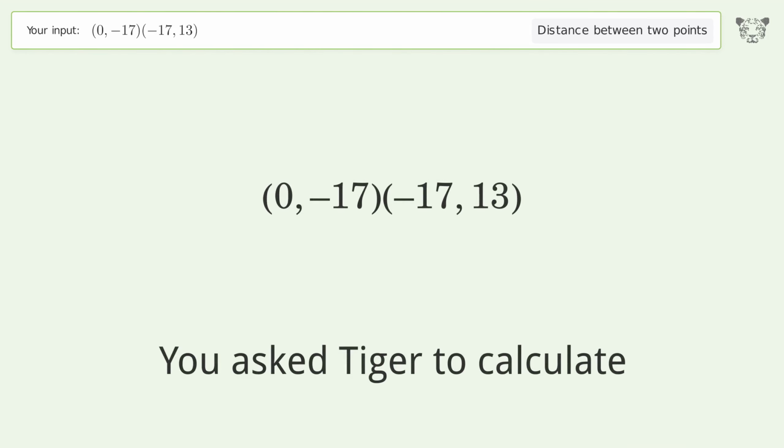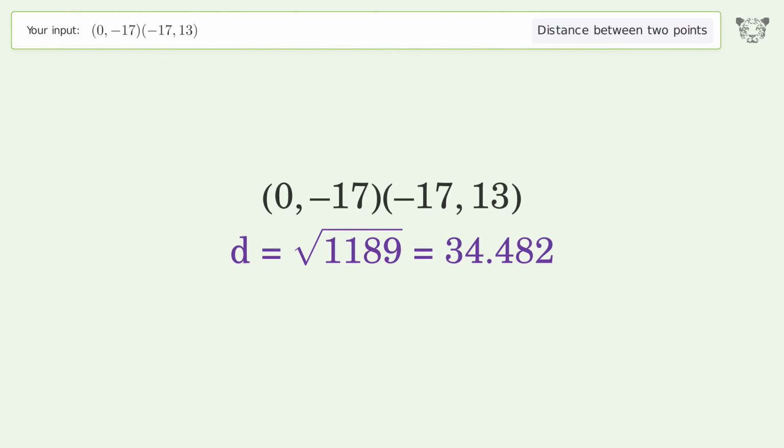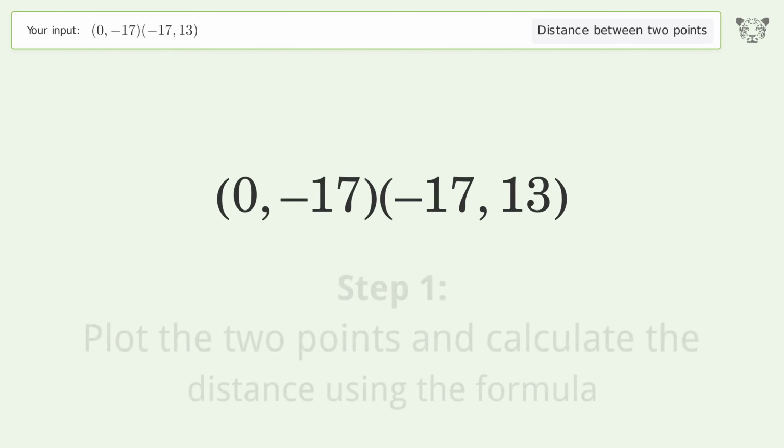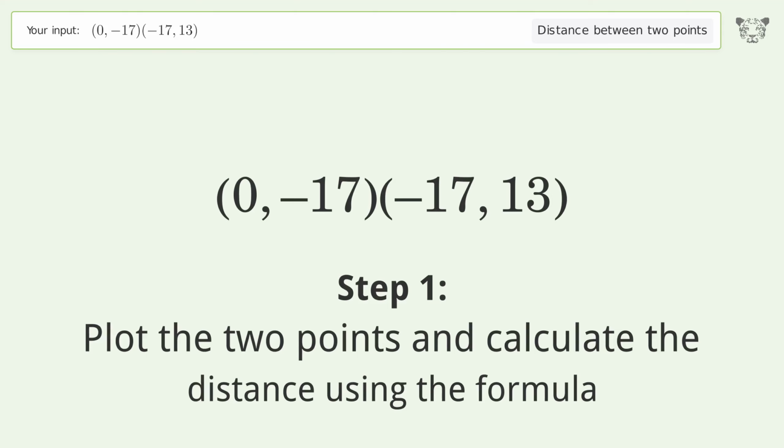You ask Tiger to calculate. This deals with the distance between 2 points. The distance between the 2 points is the square root of 1,189, or 34.482. Let's solve it step by step. Plot the 2 points and calculate the distance using the formula.